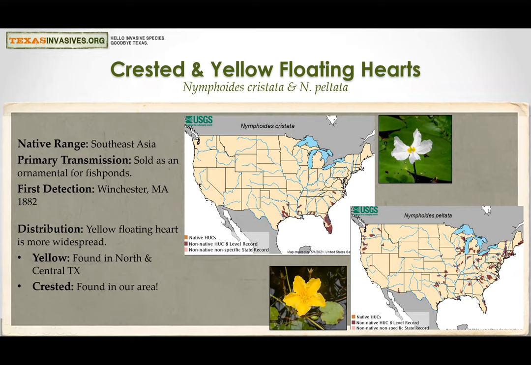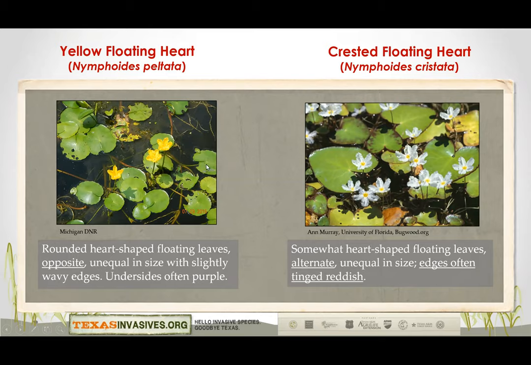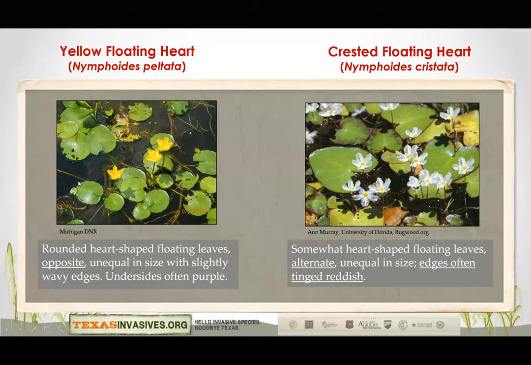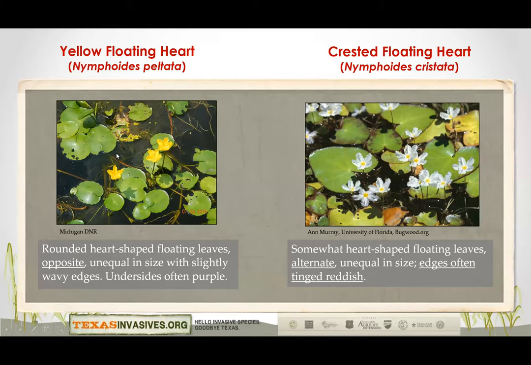So now we'll go into it. Yes, they're in the same genus. They're very closely related, but there are some differences. The yellow floating heart, we do not have a native aquatic floating heart that has a yellow flower. So this one should be easier to identify, but we'll go through a few traits to help you confirm it. As the name suggests, they tend to have heart-shaped leaves, but the yellow floating heart has more rounded leaves that are opposite, so directly across from one another. They're unequal in size with slightly wavy edges, and the undersides of the leaves are often purple.